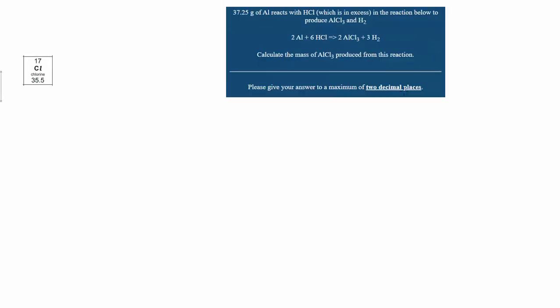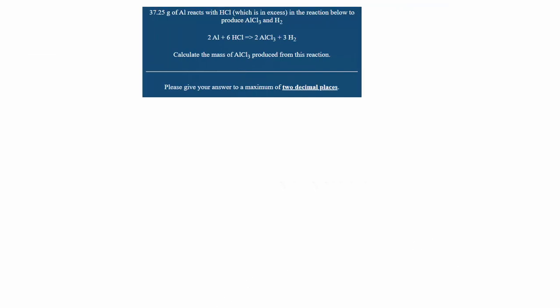Okay, so in this particular question, we've been presented a situation where we've got some aluminum and we've been told that it reacts with HCl. Once it does that, it produces AlCl₃ as well as H2. And as the question says, we need to figure out what mass of AlCl₃ was produced from the reaction.